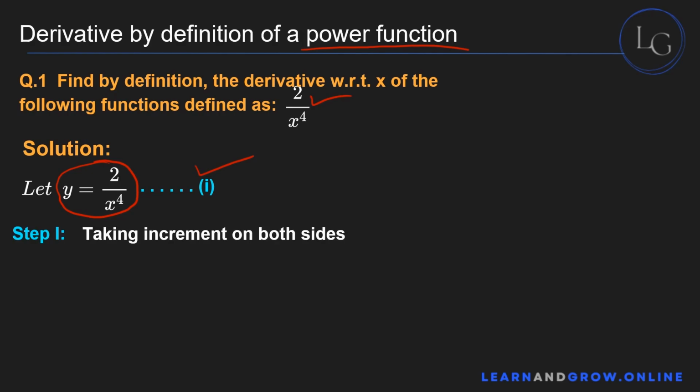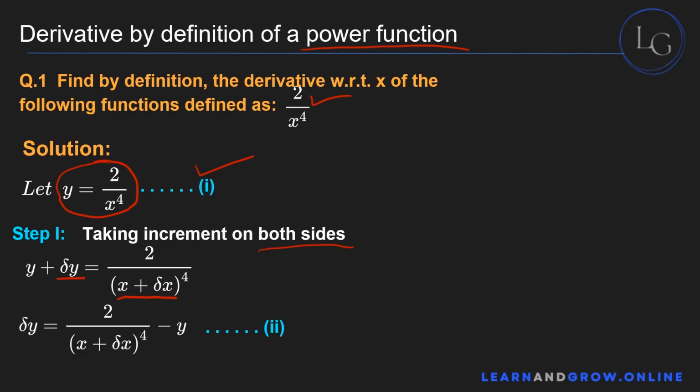And so let's take the first step, which is to increment on both sides, which means that this y will become y plus delta y, and every place with an x will be replaced with x plus delta x. So this x to the power 4 becomes x plus delta x whole to the power 4, and this 2 remains as it is because you cannot take an increment of a constant, and 2 is a constant. So when you take this y to the right hand side, it becomes minus y, and now you have an expression for delta y in terms of x and y. So this is now equation number 2.